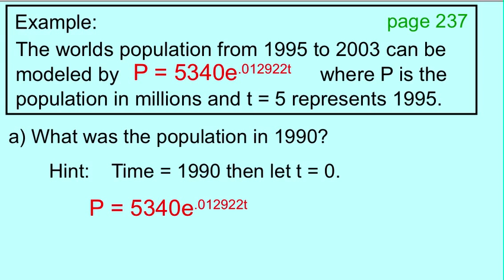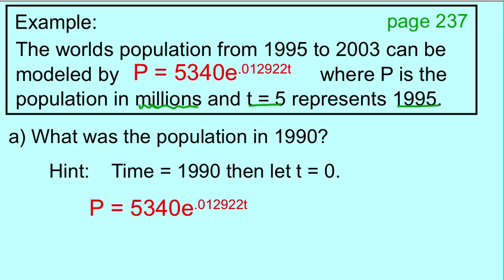The example says the world's population from 1995 to 2003 can be modeled by that equation P equals 5340 e to the 0.012922t, where P represents the population in millions. I'm just going to underline that here. Common mistake sometimes that is made. And that t equals 5 represents 1995.